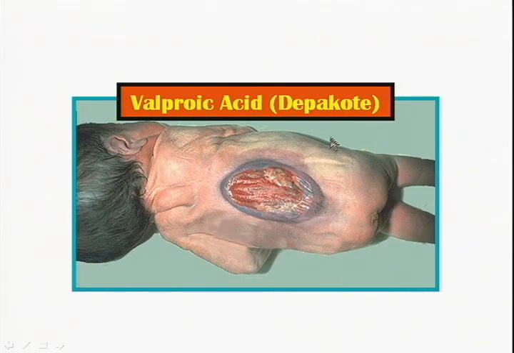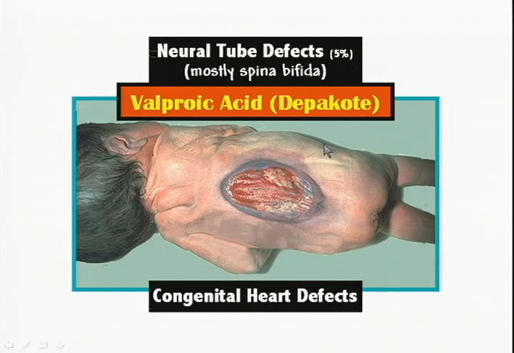Valproic acid, the trade name is Depakote. This is associated with neural tube defects. And interestingly, it's more likely going to be a spina bifida than it is to be anencephaly. It's also associated with congenital heart disease. And here you can see this neural tube defect right there.